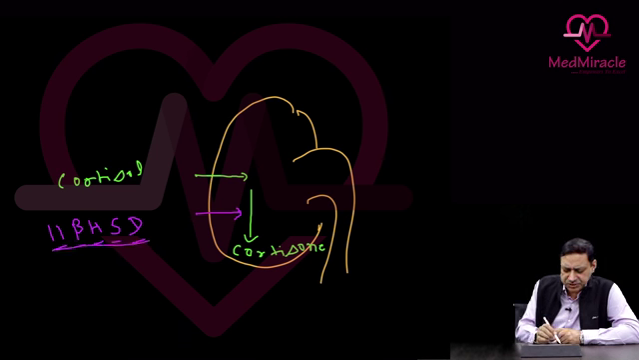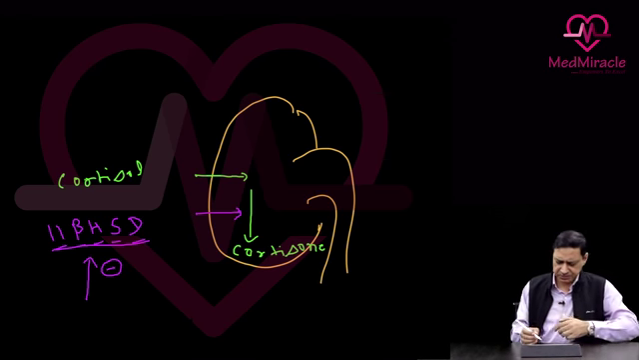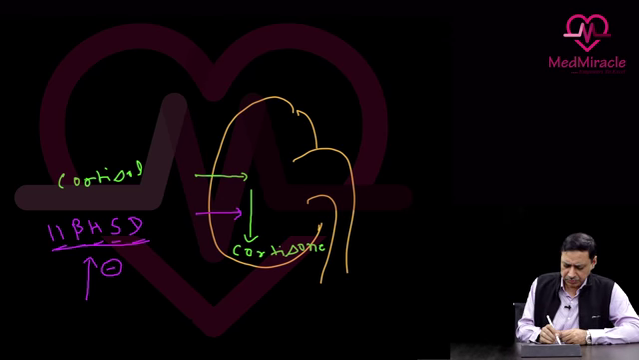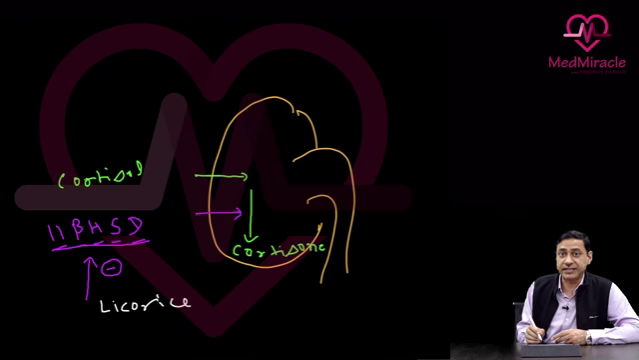Who will inhibit this enzyme? This enzyme may be genetically absent, or it may be inhibited by licorice. In Hindi we call it mulethi. In Ayurveda they use mulethi to treat cough. It is a sweetener. So this enzyme is inhibited by licorice.